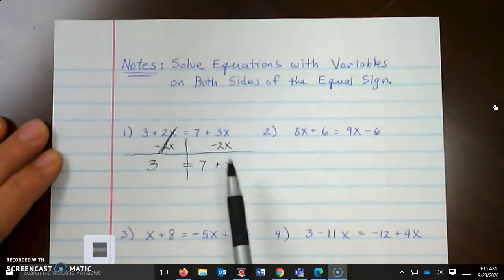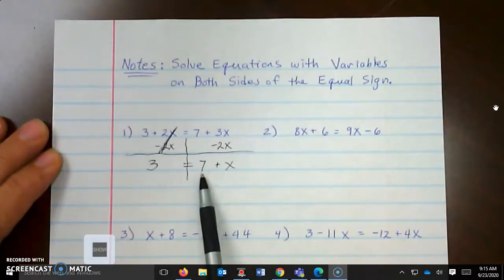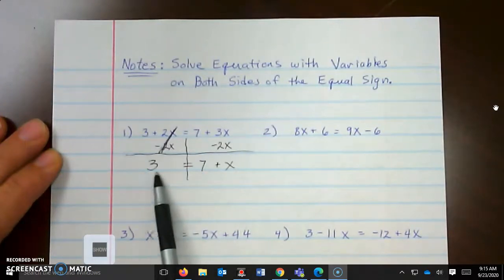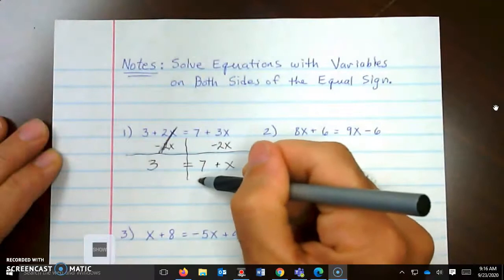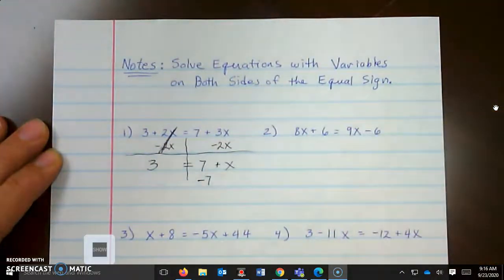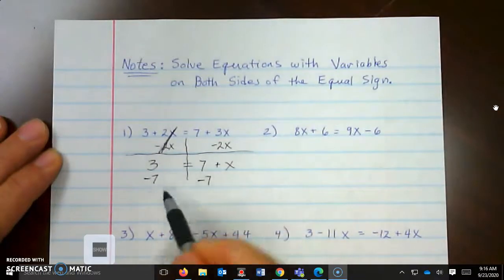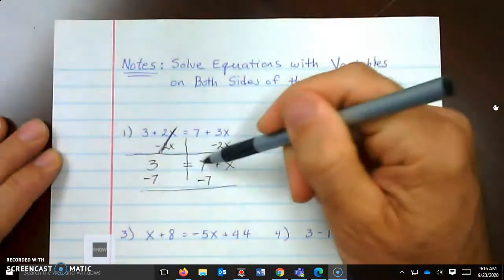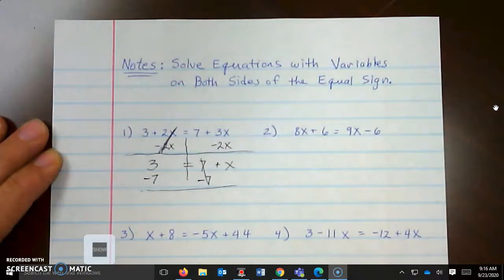Well, now if I have my variable on the right, I need my numbers on the left. So that means I need to cancel that 7. Never cancel something that's all by itself. Okay, that's a real common mistake. I want to cancel that 7. Since it's positive, you see what I'm doing? Subtracting 7. Now draw another one of those lines. Those 7s are gone. That's a 0.